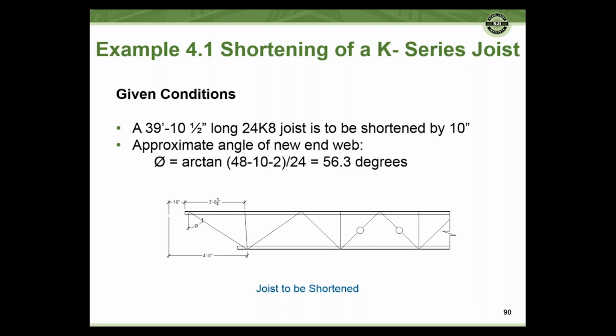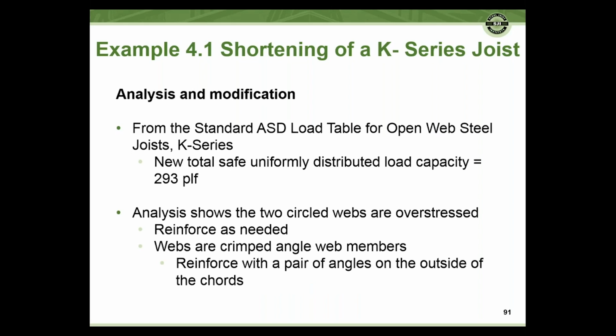We modeled it real quick, and we found out that those two circled webs may need to be reinforced. We'll get to that soon. But again, we'll shorten that up, look at our theta angle, try to keep that. Our new end panel length was 3 feet 3/4 inch. So we modeled all our new joists for our design loads, looked at our ASD load tables for the joist, and we found that for our original joist, our capacity was 293 PLF. So we analyzed our shortened joist for 293 PLF.